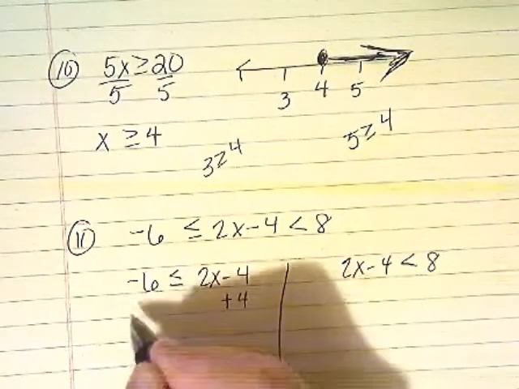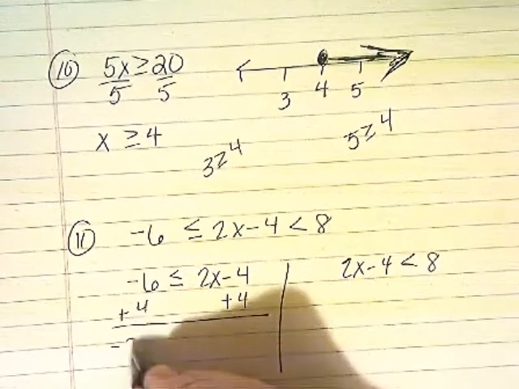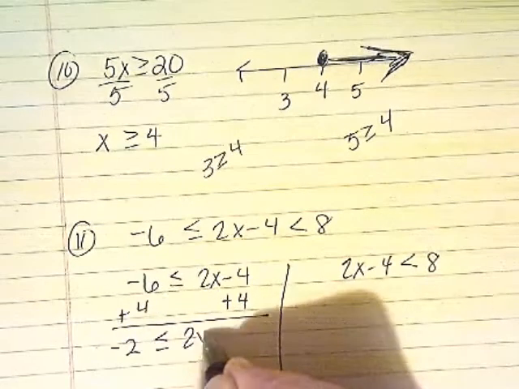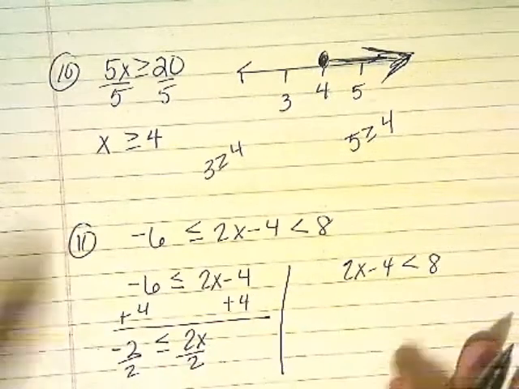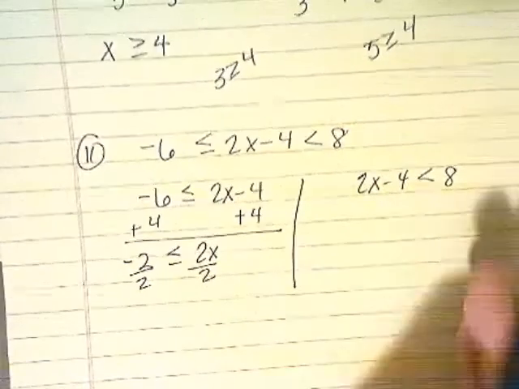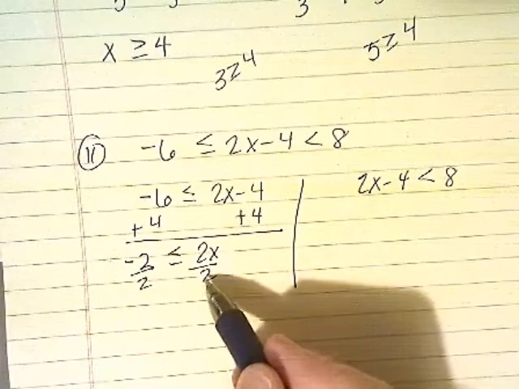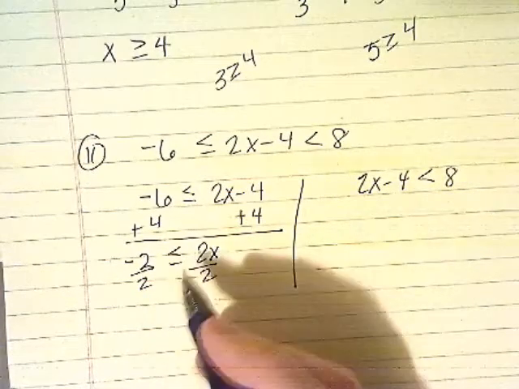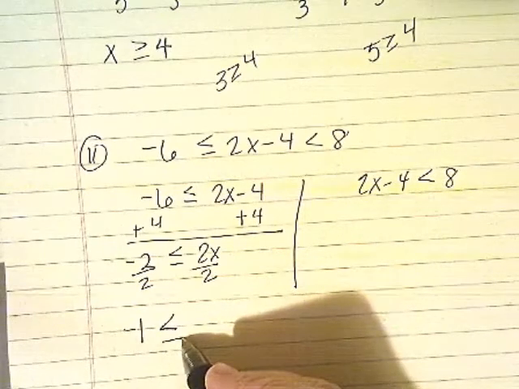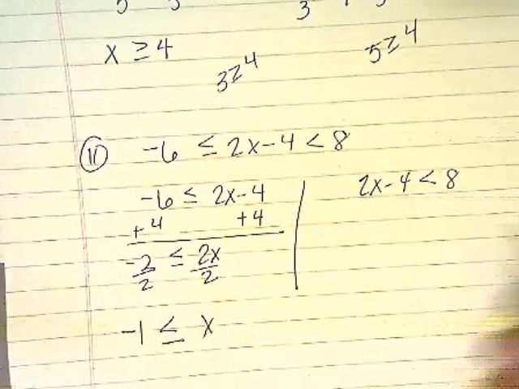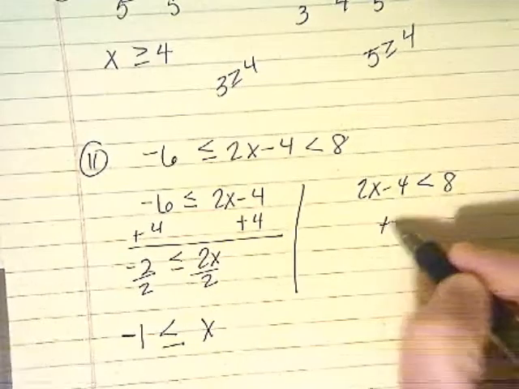So we're going to add 4 to each side. So negative 2 is less than or equal to 2x. Divide by 2. Now I'm dividing by regular 2. I do not change the direction. The number I'm dividing by is positive, so I do not change the direction. Negative 1 is less than or equal to x. That's a negative 1. I'm going to solve this side. I'm going to add 4.